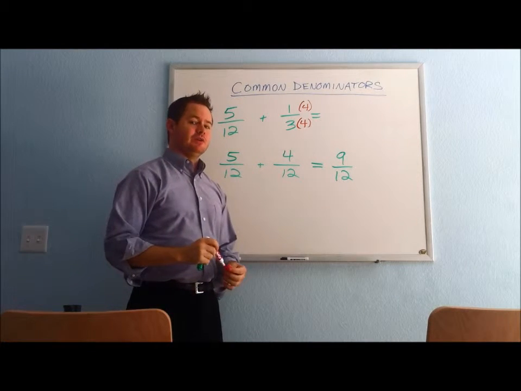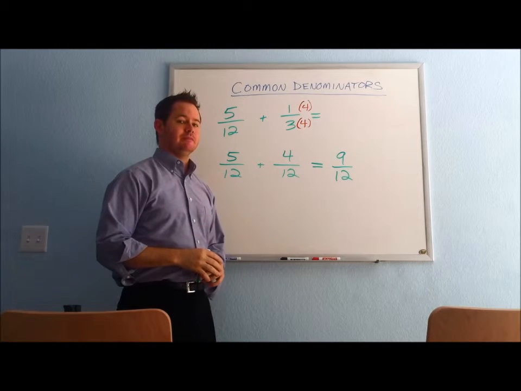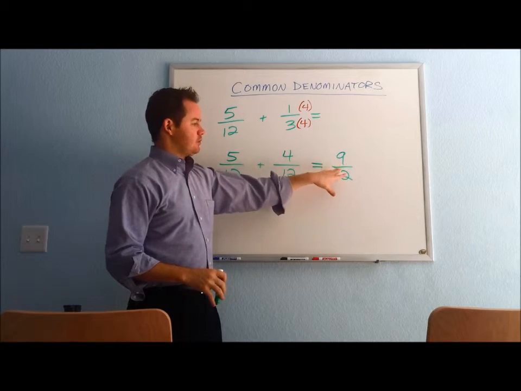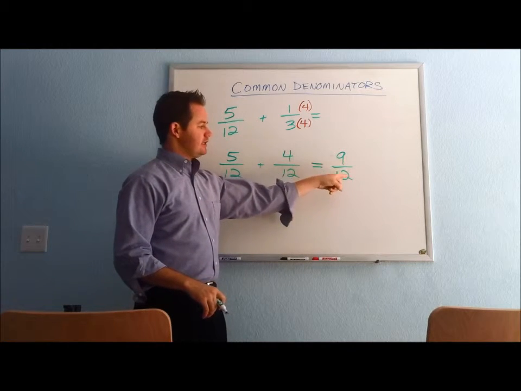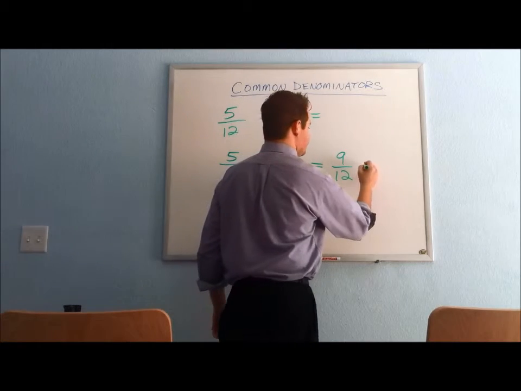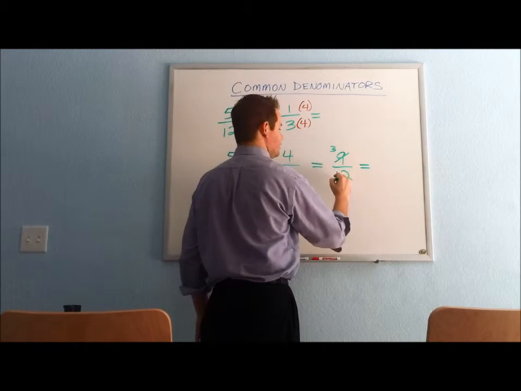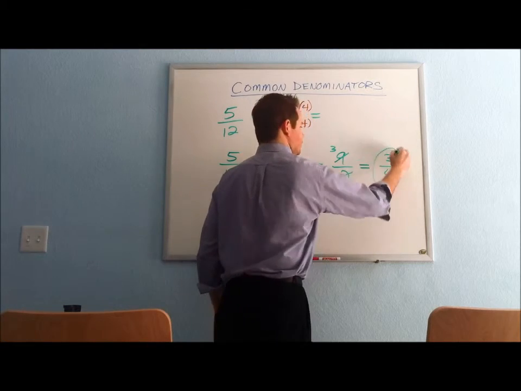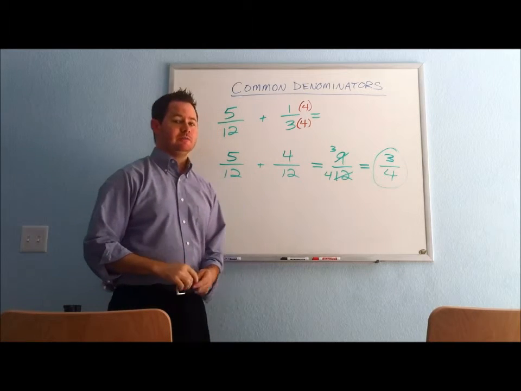Now, are we finished with this problem? Is 9 over 12 in its simplest form? If you said no, you're correct. We can reduce 9 over 12 because they have a common factor. What number divides into 9 and into 12? 3. Excellent. So if we divide 9 and 12 by 3, 3 goes into 9 3 times, and 3 goes into 12 4 times. So we are left with 3/4 as our final answer to this question.